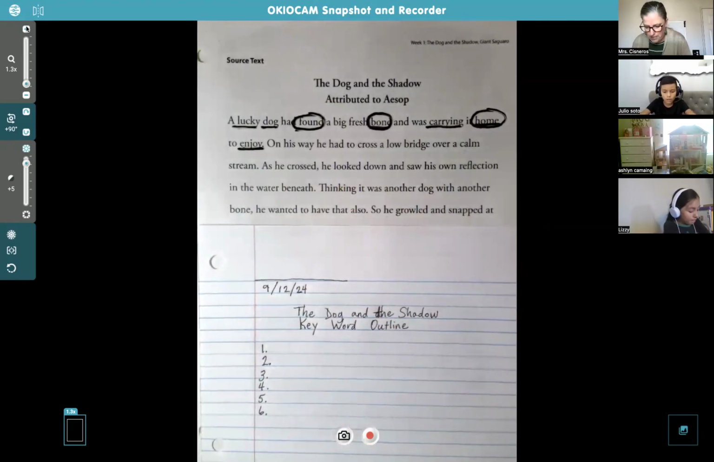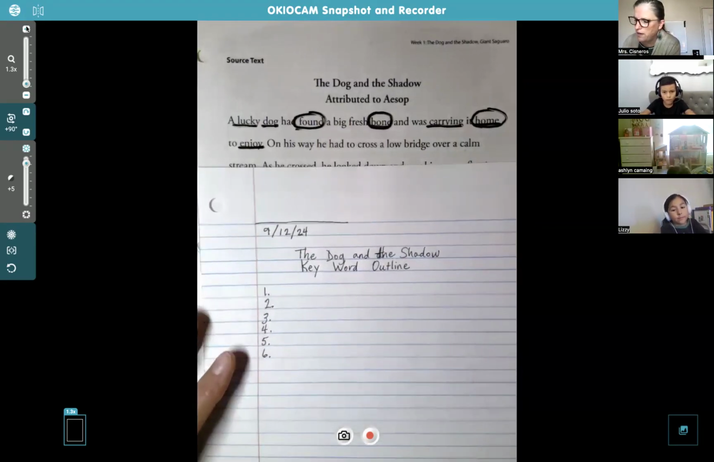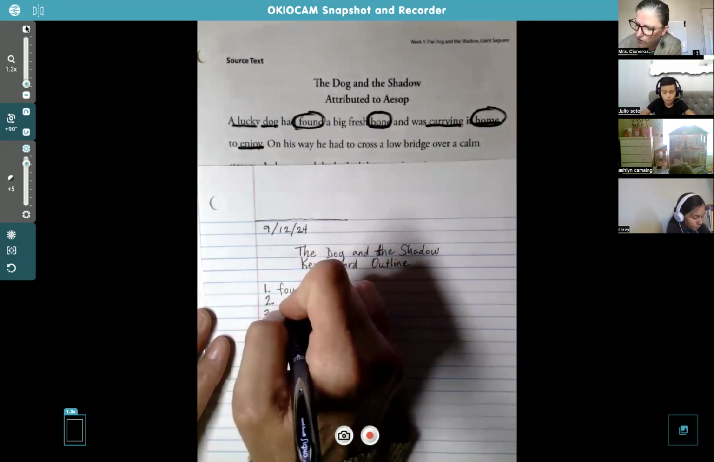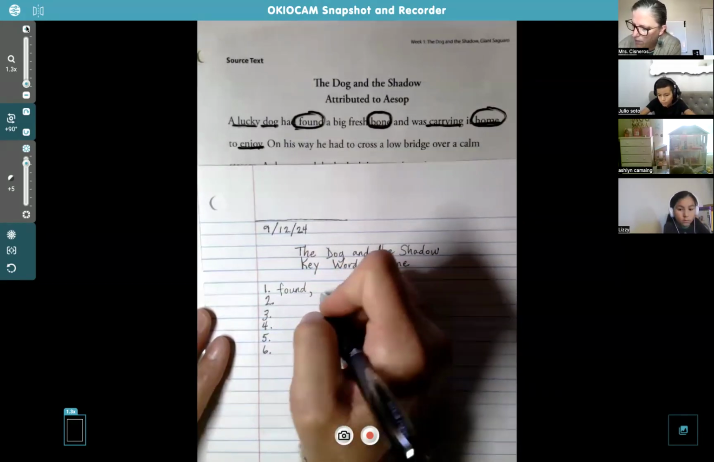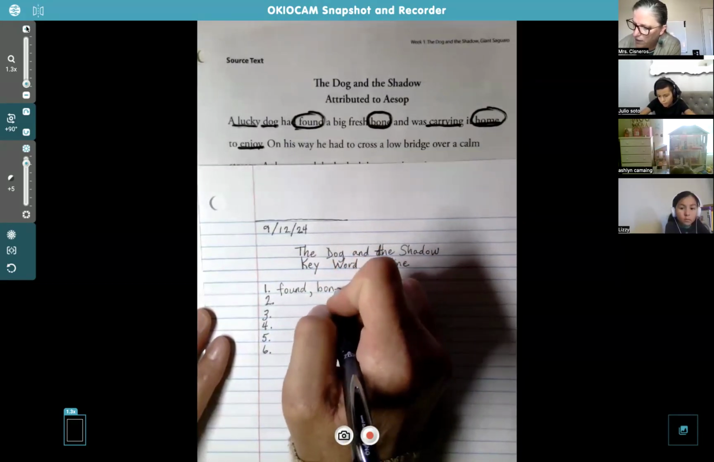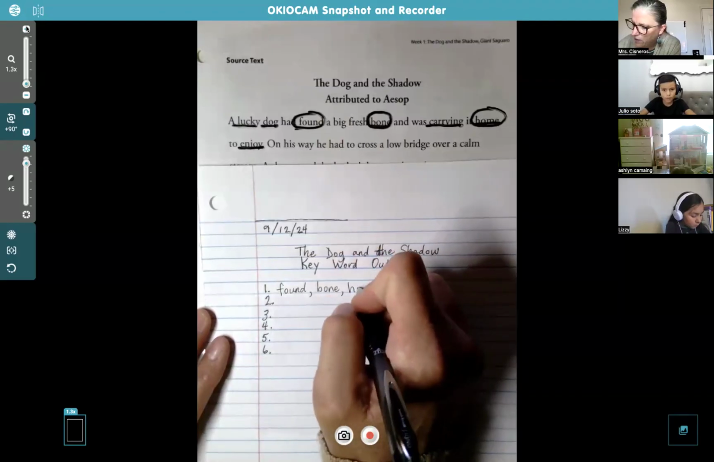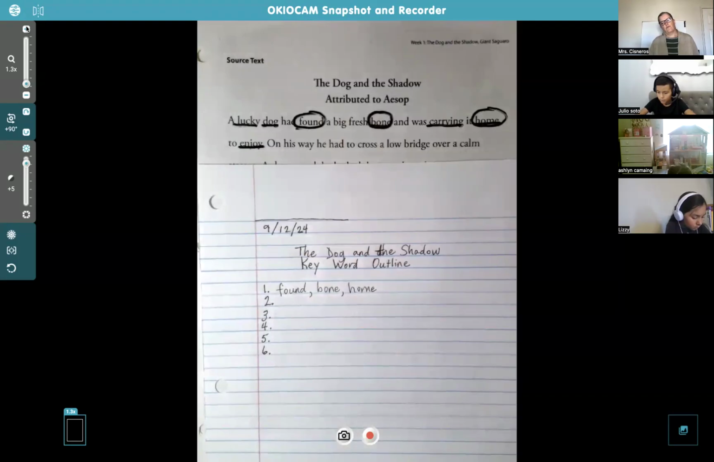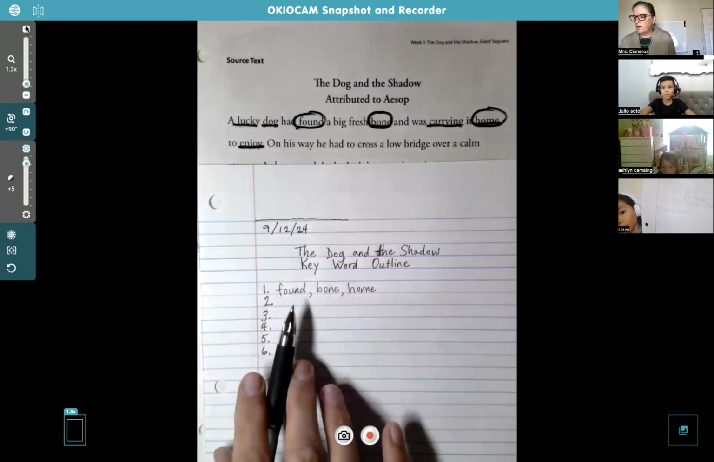Now you might have a different idea with that, but for this one, we're going to do this together. So copy down next to number 1, the ones you circled. So we circled found and then comma. We're going to put commas between each word and then home. Found, bone, home. Good. And we put commas between.